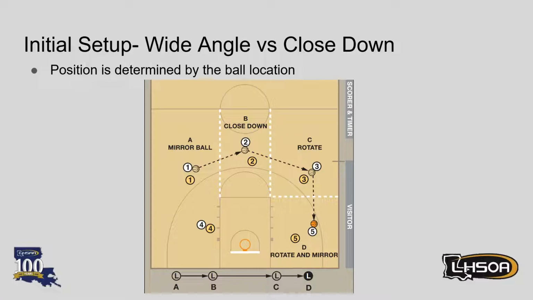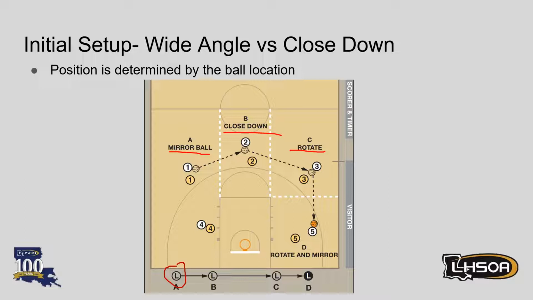When the ball crosses the division line, there's three basic corridors that the court is divided into. Quarter A, which would be strong side. Quarter B, which is lane lines extended, basically down the middle of the court. And quarter C, which will be the weak side. When the ball crosses the division line and it's in quarter A, the lead position should be set up at wide angle, which is about halfway between the lane line extended and the three-point line extended.